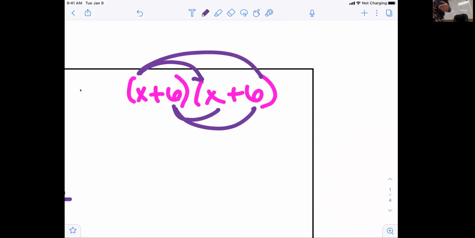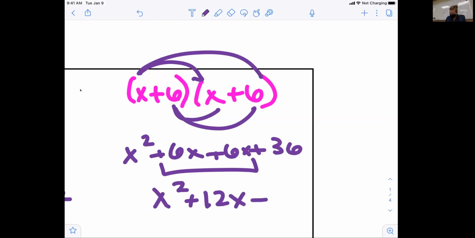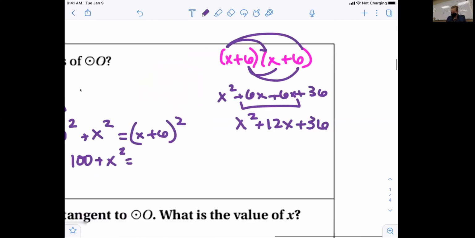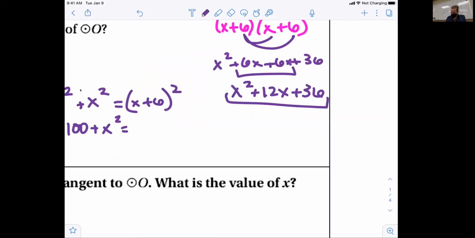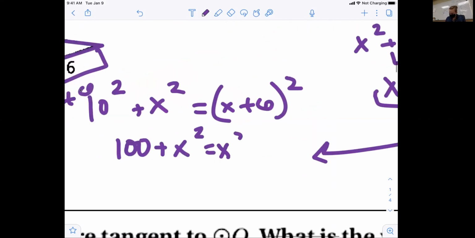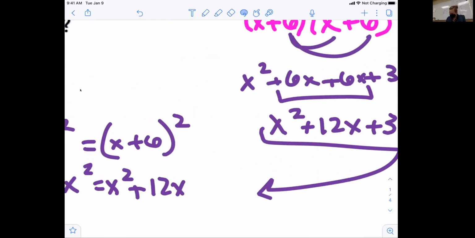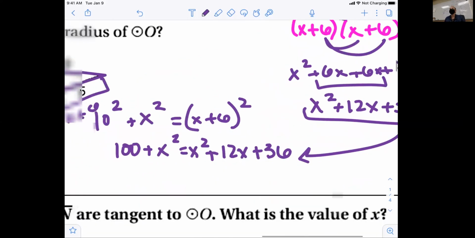So I get x squared plus 6x plus 6x plus 36. Oop, I lost an x. 6x plus 6x is 12x plus 36. So this goes on the right side of my equation. So 100 plus x squared equals x squared plus 12x plus 36. Everybody good so far? All right, start combining your like terms.